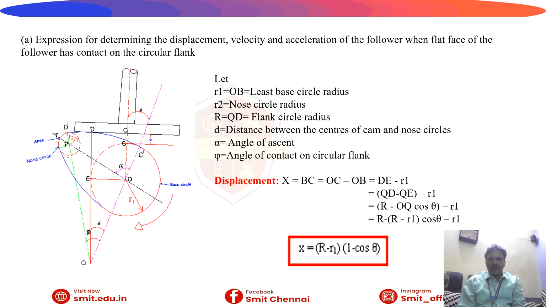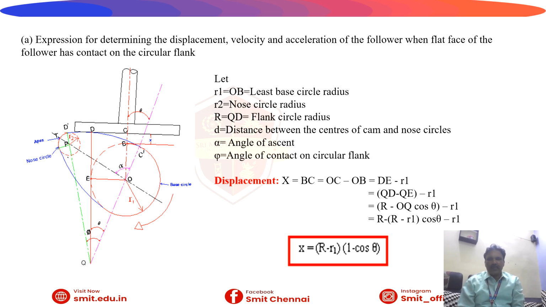Alpha is the angle of ascent, that is the lifting position, whenever the follower is lifting. Theta is the angle of contact on the circular flank. Whenever we are having a contact, that is from B to D dash, at that point we will be having an angle of contact on the circular flank.